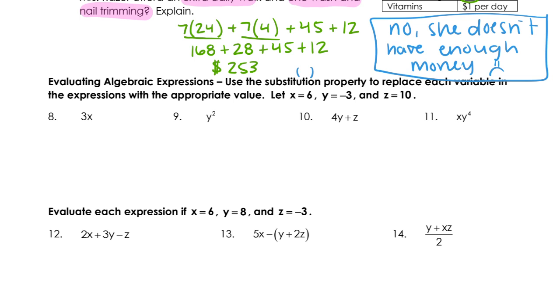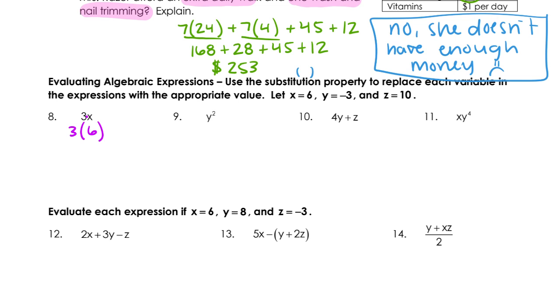So looking at number 8, they want to know what's 3 times x, right? If you remember, there's technically a dot hiding in there when it says 3x. So 3 times x would be 3 times 6, because x is going to be 6. Now this is what I was saying earlier. We are going to use parentheses when we plug something in or use the substitution property.